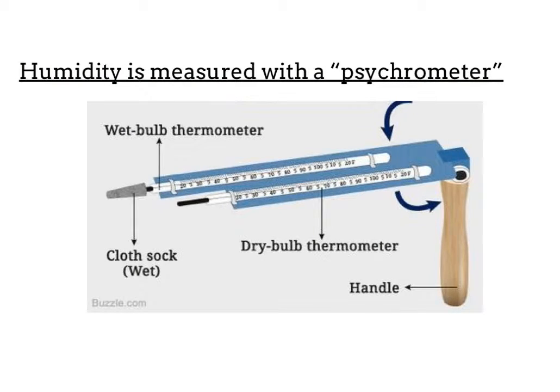Okay, so we measure humidity with an instrument that is called a psychrometer. This P is actually silent, so we don't actually pronounce the P. We pronounce it psychrometer, kind of like psych. And it actually comes from that word. This psychro part actually means cold or to cool off something.